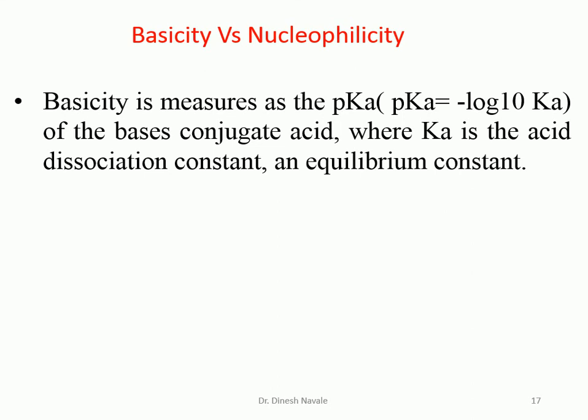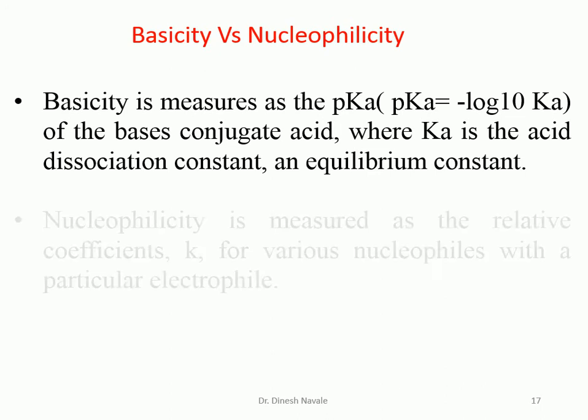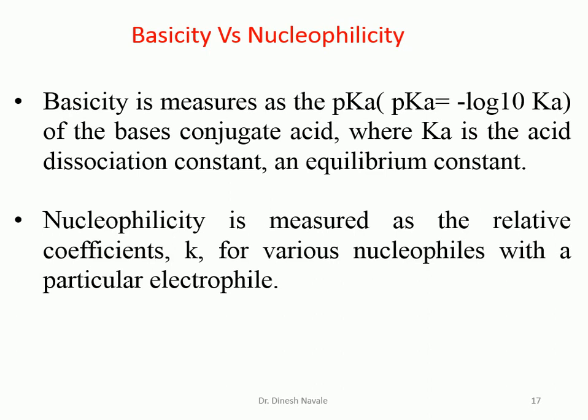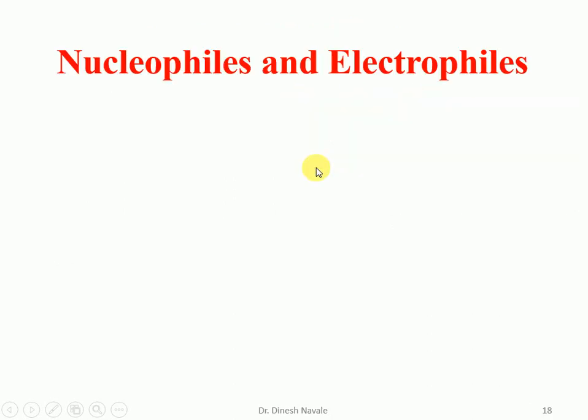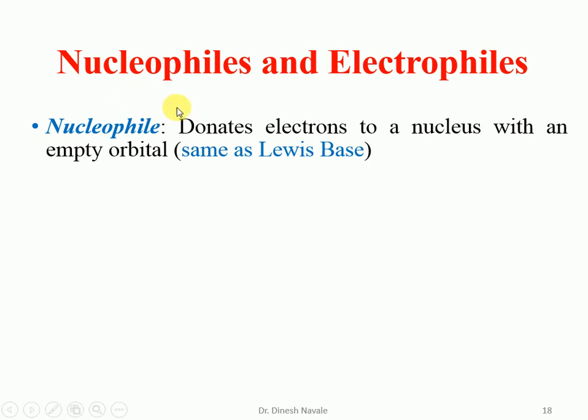Basicity is measured as the pKa. So pK is equal to negative log of 10 to the K, and in case of the conjugate acid, K is the acid dissociation constant, an equilibrium constant. Nucleophilicity is measured as K. Here basicity can also be measured as the pKb. A nucleophile donates electrons to a nucleus with an empty orbital, same as a Lewis base.